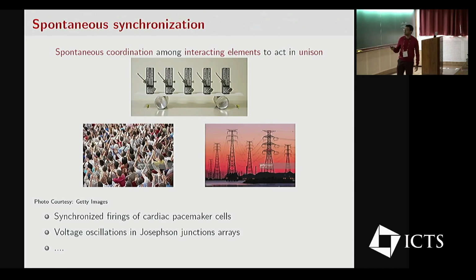For example, in this problem of metronomes which are put on a common platform, each metronome has its own stable limit cycle characterized by a certain frequency of oscillation, and I put a lot of them on a common platform, so there's some weak interaction between them. And the question is, does this conglomerate settle into a globally synchronized phase, a phase in which all the metronomes are oscillating at a common frequency? Examples range from cardiac pacemaker cells and people clapping to power grids and so on.